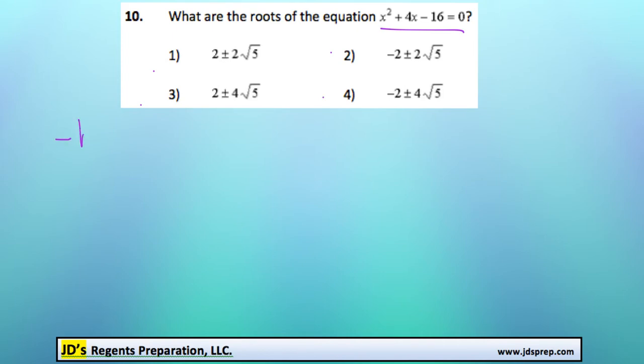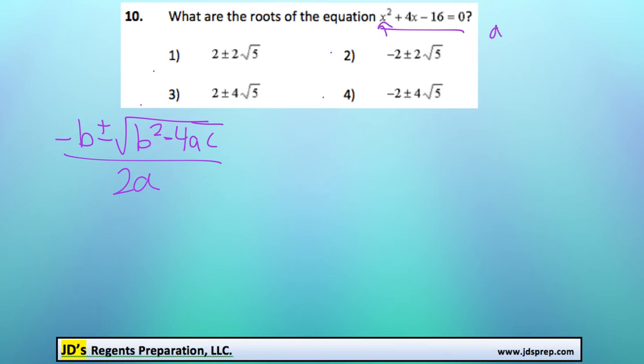And that, of course, is negative b plus or minus the square root of b squared minus 4ac all over 2a. Once you do this enough times, you can definitely memorize that formula. Anyway, we can see here that our a value is 1, our b value is positive 4, and our c value is negative 16. And it's always helpful to write those out just to help you make fewer mistakes.